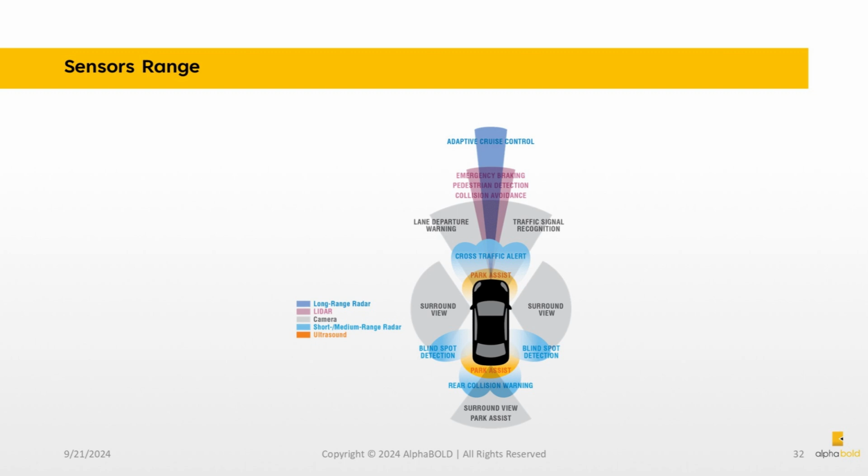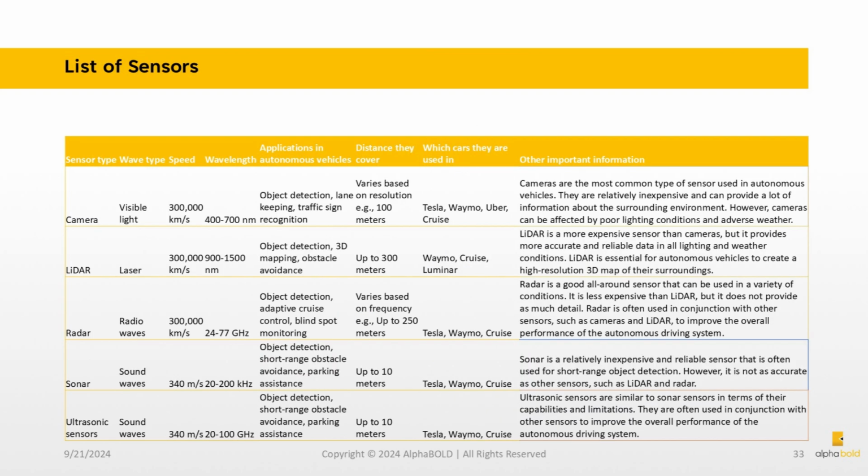Overall, the diagram demonstrates how a combination of sensors and technologies work together to provide drivers with valuable assistance and enhance road safety. Here is a list of sensors commonly used in autonomous vehicles, along with their key characteristics and applications. Cameras are the most prevalent, offering a visual understanding of the environment. LiDAR uses lasers to create a 3D map, crucial for accurate perception.